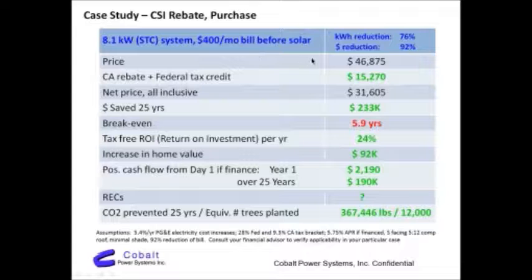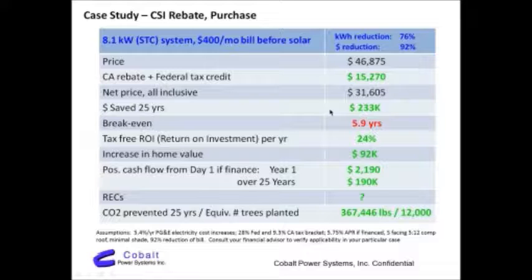The system might cost about $47,000. You might get about $15,000 from California, and by the way, this is CSI. We're going to do CSI, and we're going to do the new solar homes program, which is the much higher rebate. These are both a purchase, and the third example is a lease, so you can see which one you like more. Some people like the purchase, some people like the lease. They're both a very good way to go. So, net price after your California rebate and federal tax credit is about $31K.